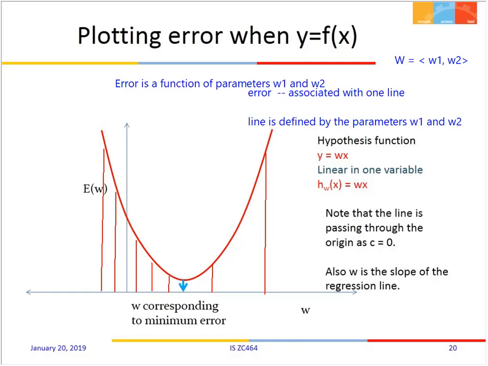So now we have a challenge to reach to a place where the error is minimum, and we will call it as global minima. That means this value of W, I must show you.